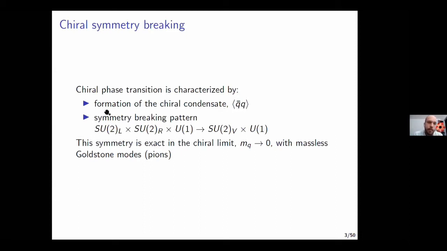And it has this particular symmetry breaking pattern: your left and right SU(2) groups are breaking down to vector SU(2). In the chiral limit, when you take quark masses to be 0, this symmetry breaking pattern is exact. In particular, you have massless Goldstone modes, which are the 3 pions.